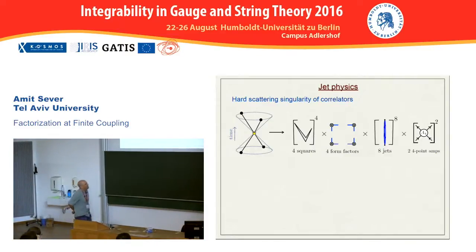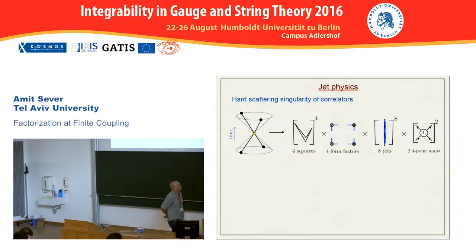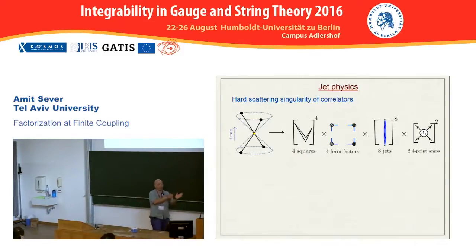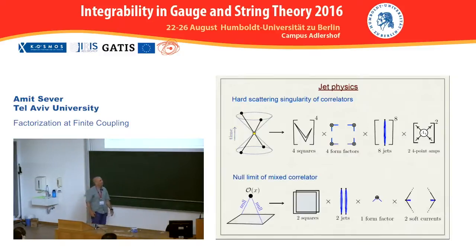Now this hard scattering limit, what we expect to get is now 4 squares, 4 form factors for each of the local operators. We have each one of them split into 2 jets, so they have 8 jets and 2 particle amplitudes. And of course, when you put them together, you compare to the perturbative data, and it all matches.